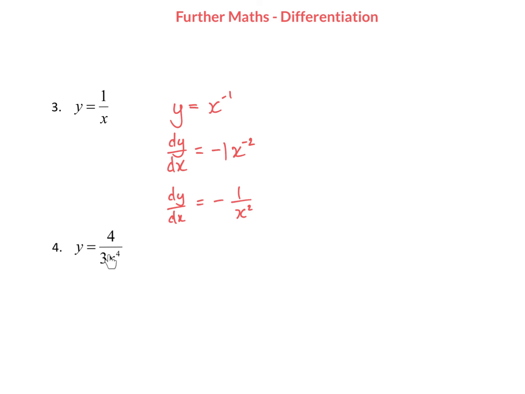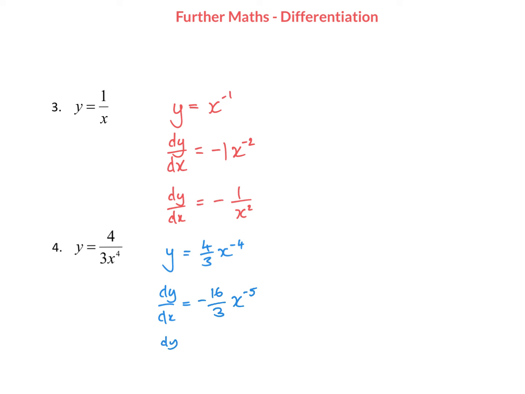Same sort of thing with this, 4 over 3x to the power of 4. It's only the x term that is to the power of 4. So when I rewrite this in index form, it's y equals 4 thirds, and it's the x only that's to the power of negative 4. Now we can differentiate that, dy by dx. So we multiply through by the power, minus 4. Now, 4 thirds times minus 4 is just minus 16 thirds. And for x, we reduce this power by 1. So when I take 1 away from minus 4, I get minus 5.